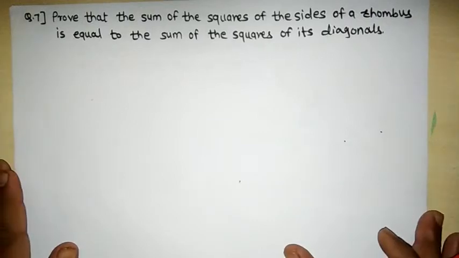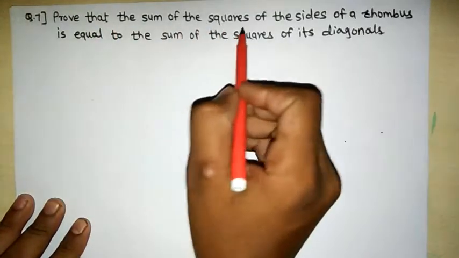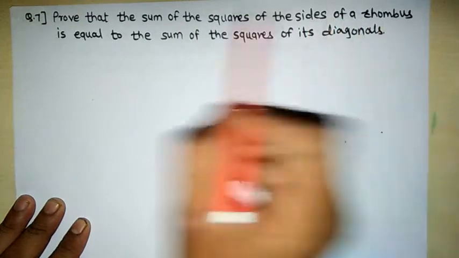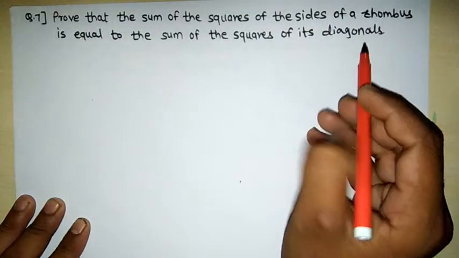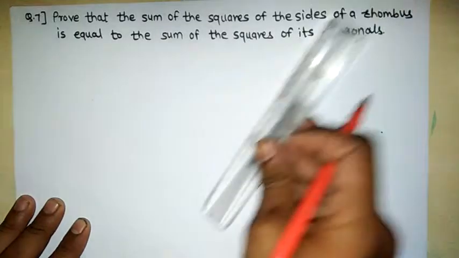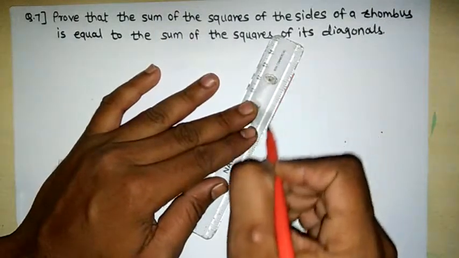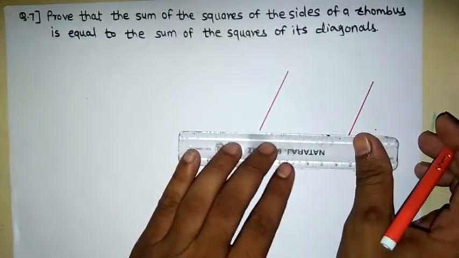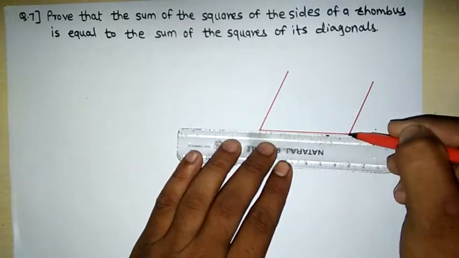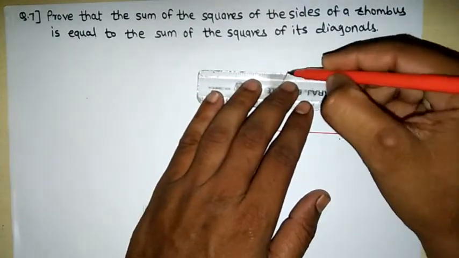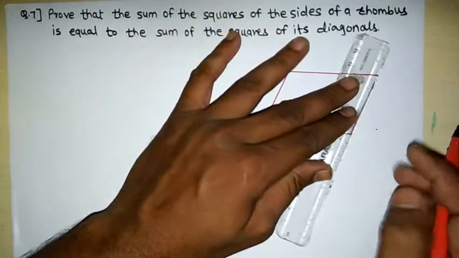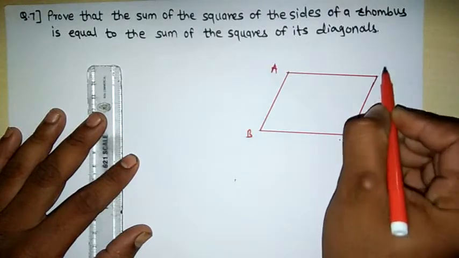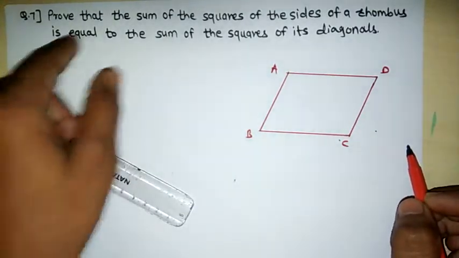In question number 7 we have to prove that the sum of the squares of the sides of a rhombus is equal to the sum of the squares of its diagonals. First I will draw the rhombus here. We will assume ABCD is a rhombus. This is a rhombus ABCD.